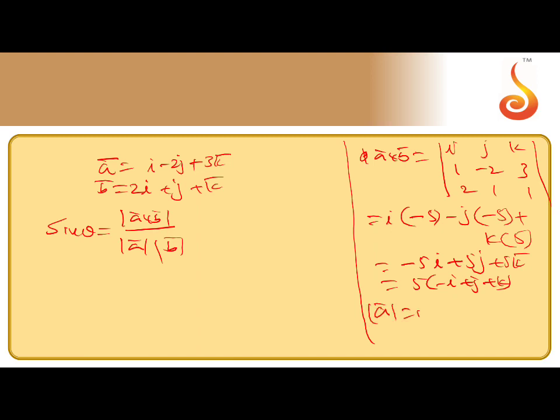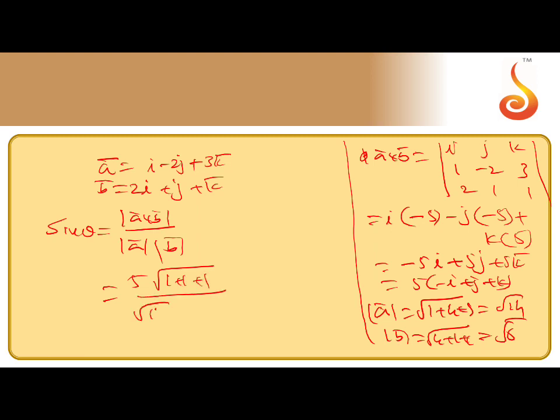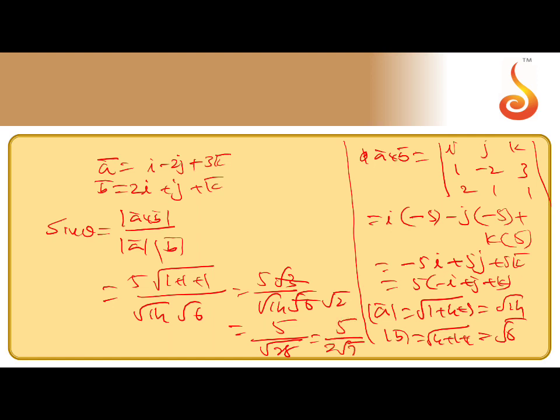And magnitude of A is root over 1 plus 4 plus 9, root 14. So magnitude of B is root over 4 plus 1 plus 1, that is root 6. You got every value. And magnitude of A cross B is 5 outside, root over 1 plus 1 plus 1, divided by root 14 into root 6. That is 5 root 3 by root 14 root 6. So this is root 2 times, cancel. So 5 by root 28. Root 28 is 2 root 7. 5 by 2 root 7 is the answer.